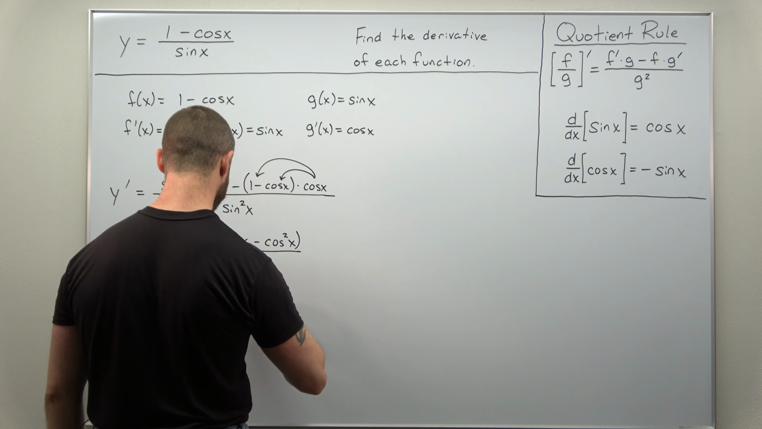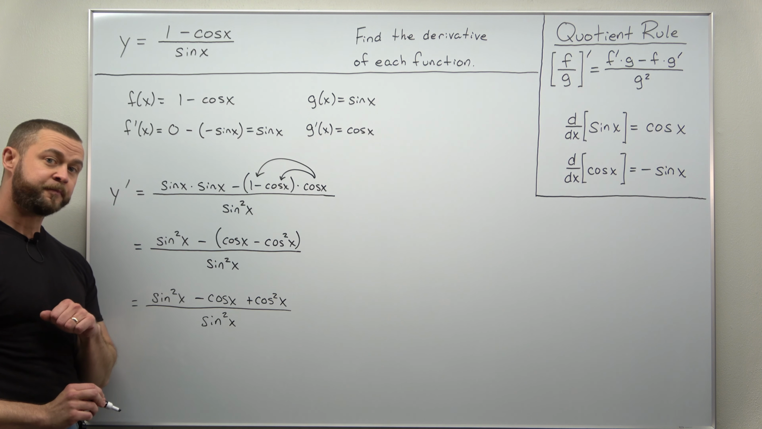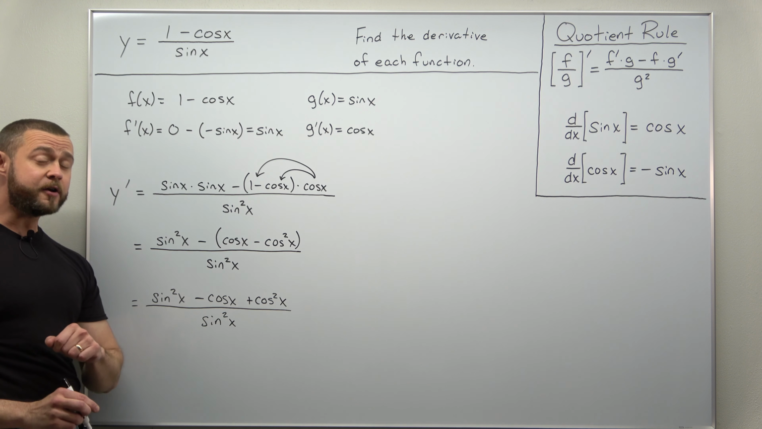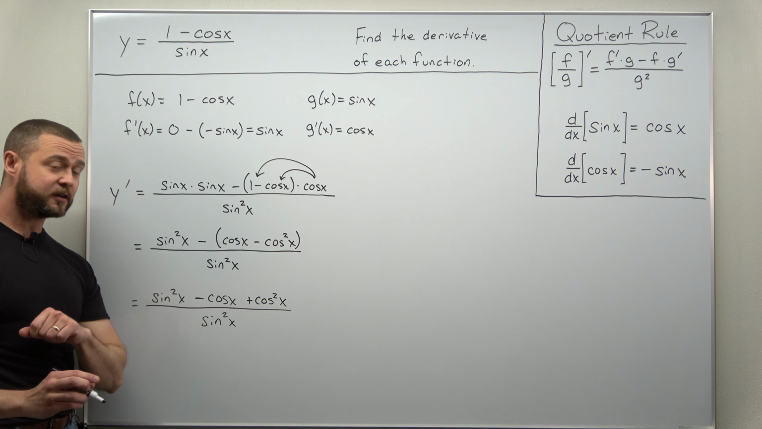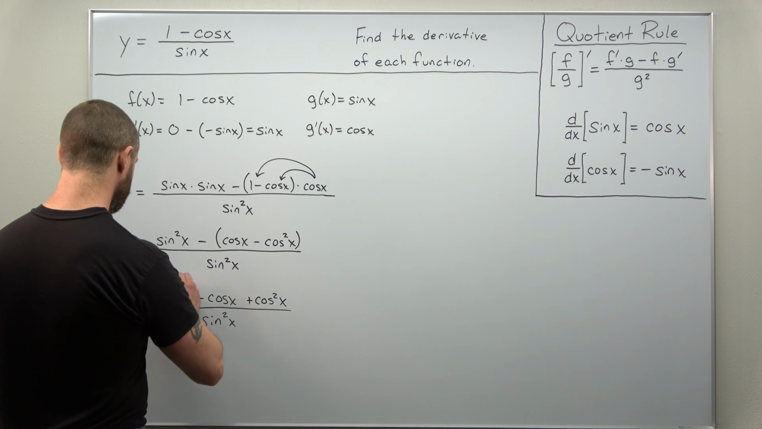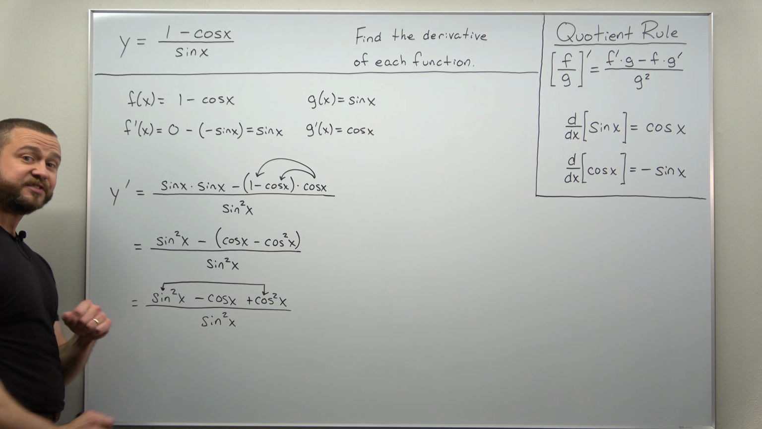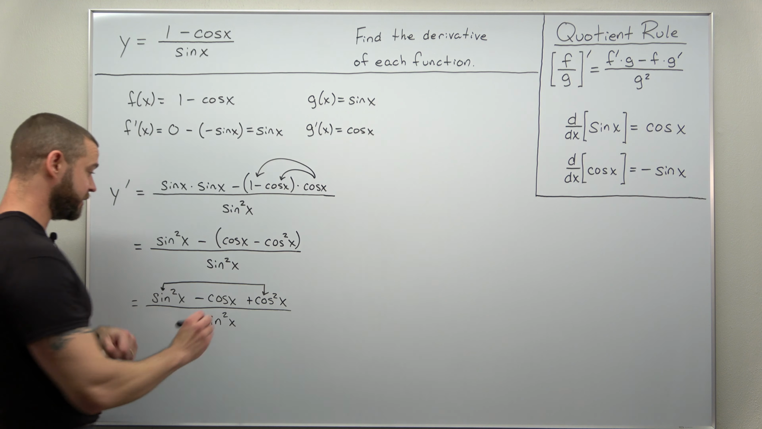And that's all over sine squared of x. Now this can be simplified further. You probably already know what we're going to do. We have squared trig functions, and we're going to make use of the Pythagorean identity: sine squared of x plus cosine squared of x.